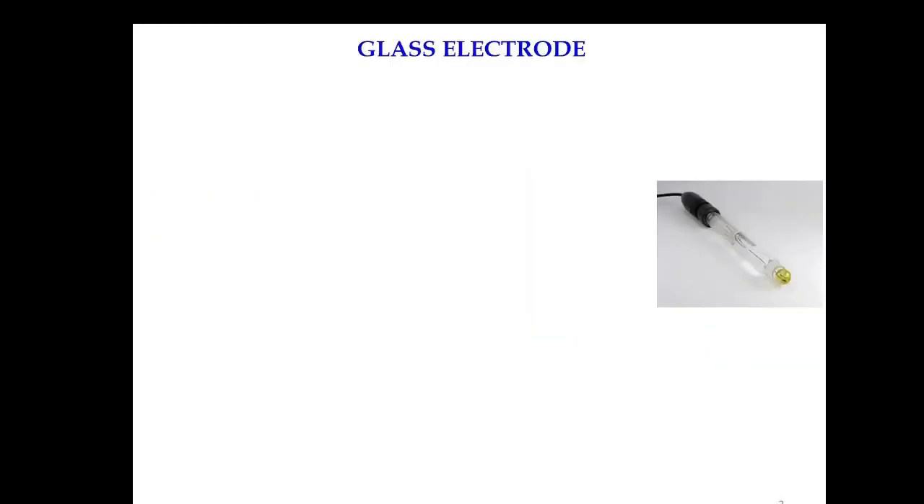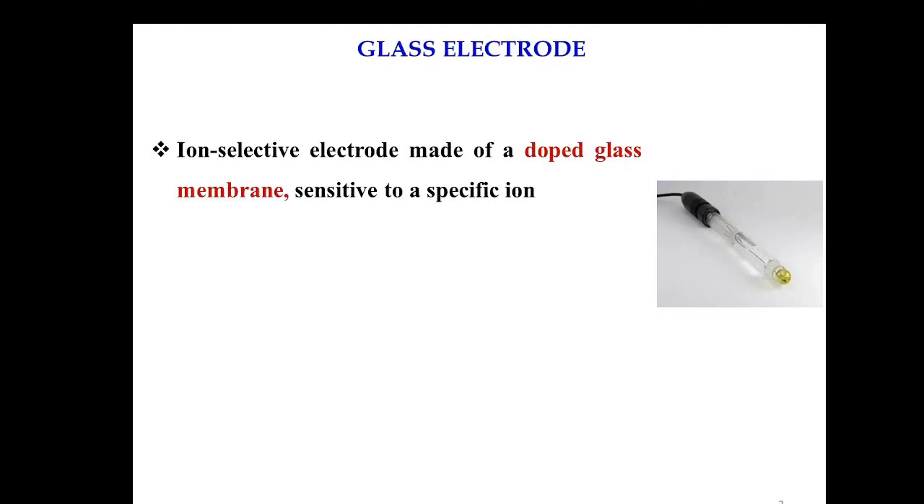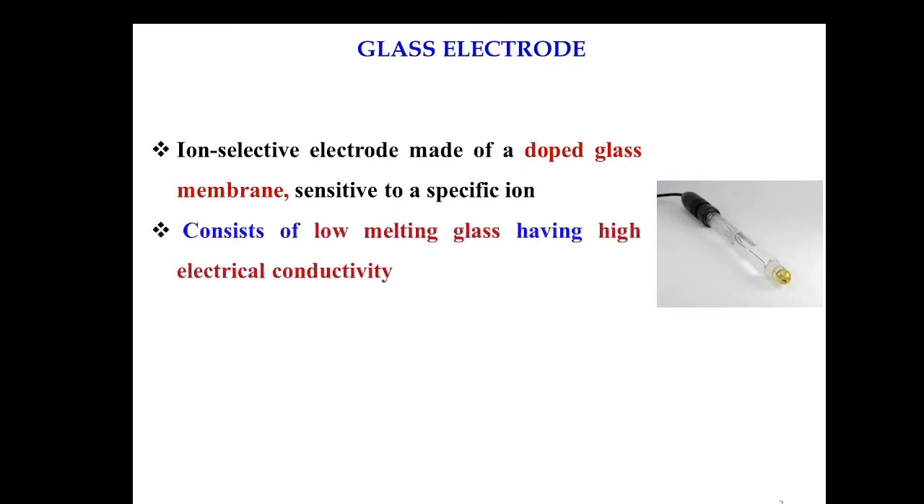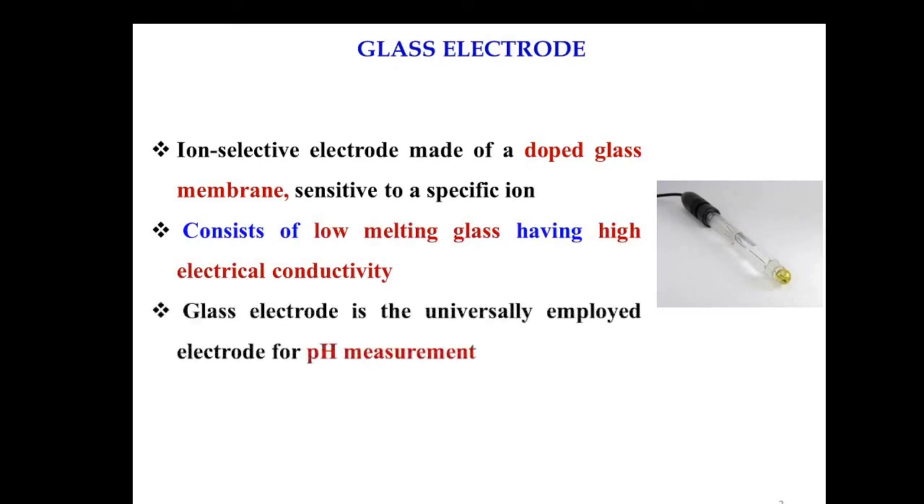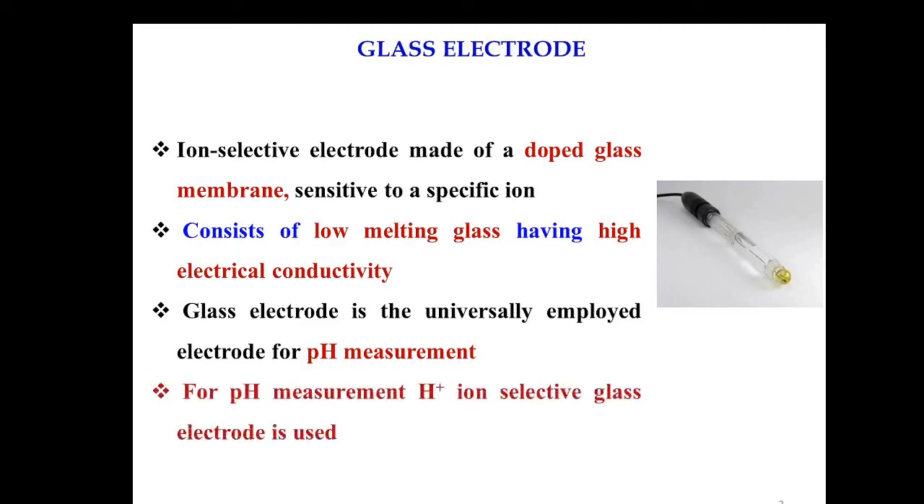Glass electrode. Glass electrode is an ion selective electrode made of a doped glass membrane sensitive to a specific ion. It consists of low melting glass having high electrical conductivity. It's a universally employed electrode for pH measurement. For pH measurement, H plus ion selective glass electrode is used.